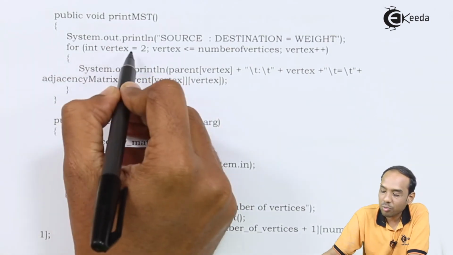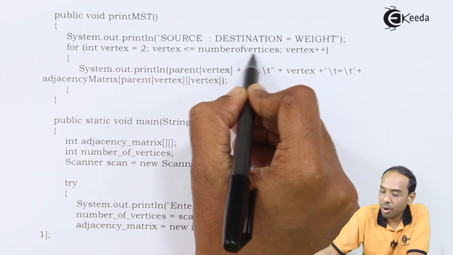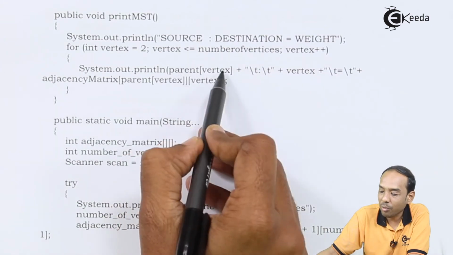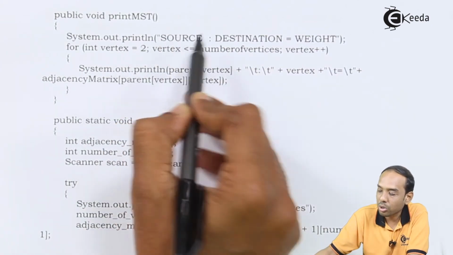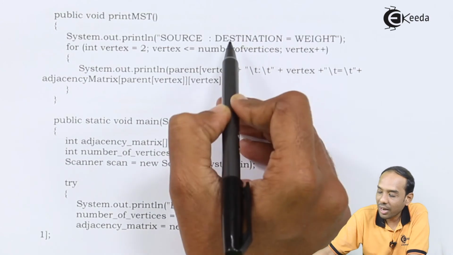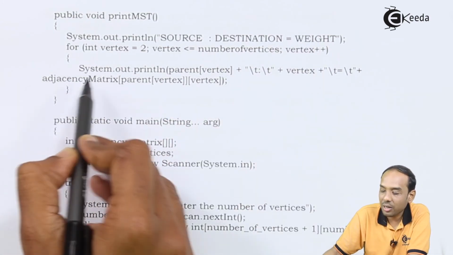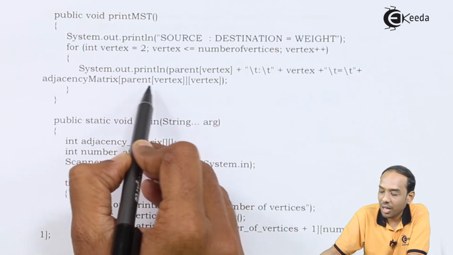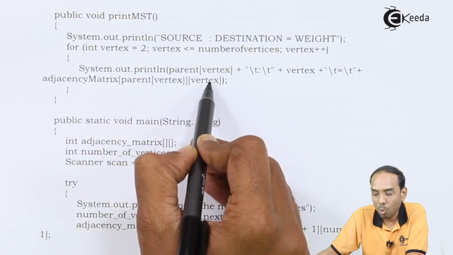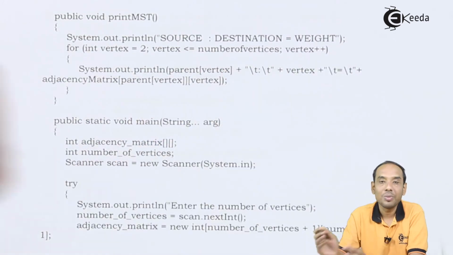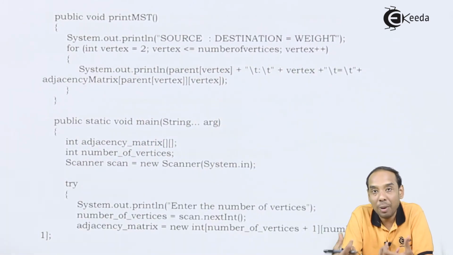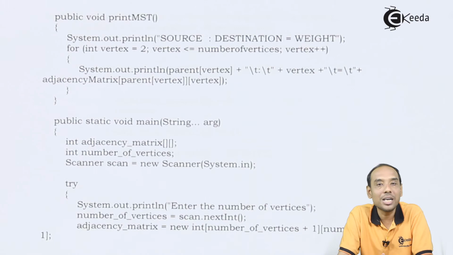So we have index vertex equal to 2, vertex less than equal to number of vertices. Then we call the parent vertex that will act as the source. Then we call the vertex which will act as the destination, and weight is going to be called as adjacency matrix, with the row number of the parent, so we have parent vertex comma vertex. So this will define the weight. Like this we are going to calculate the spanning tree with the minimum set of values using the concept of Prim's algorithm. This is how you define the function to print the minimum spanning tree.